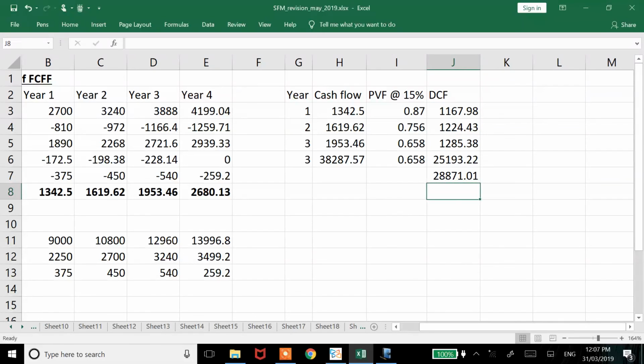This will be the answer. 28871.01. Some up down rounding off can be there. Let's not worry about that. Overall broad answer is 28,871 crores. The important part is whenever you value a perpetuity, please take care of valuing it a year in advance. That alone, please take care of that, because that will have a huge impact on your solution.